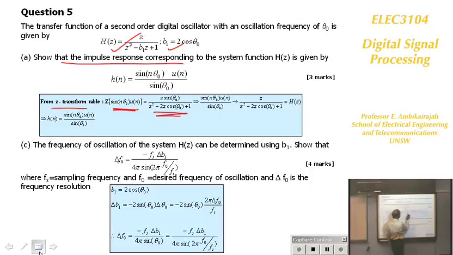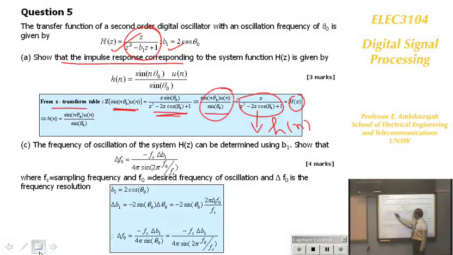And if you work out the inverse of this one, which implies the inverse will be sin n theta naught un over sin theta naught. That's your inverse. And that is coming from here. So you can show this is equal to that. Therefore, the inverse is hn. The hn will be equal to this one. You just manipulate the table.